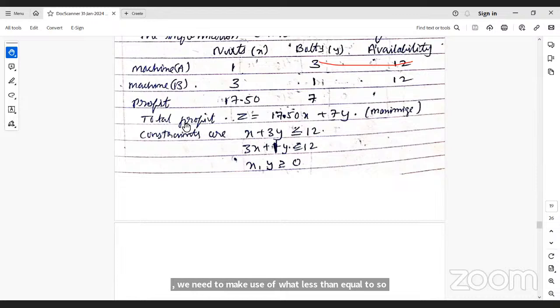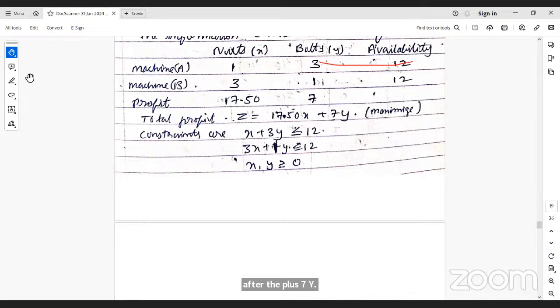So first, the profit function. The profit on nuts is 17.50 and the profit on bolts is 7. How do we find the profit? The number of packets times the profit on each packet. So we multiply 17.50 by x. So z will be 17.50 x, similarly 7 into y, plus 7y. And this we need to maximize.